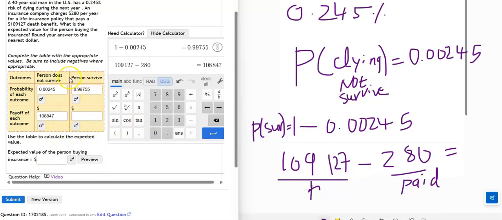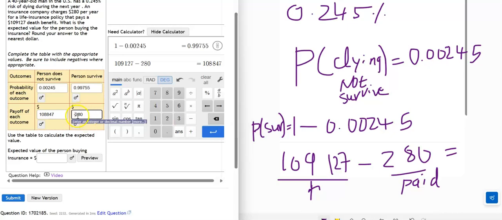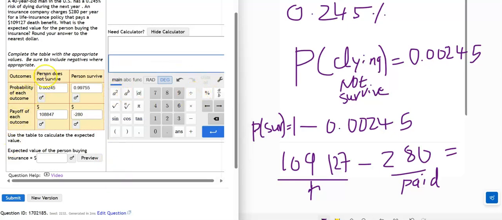Okay, now what if the person survives? If the person survives, the person is losing $280 because the person is paying that to the insurance company. So the outcome value when the person survives is $280, but it has to be negative because this is the money the person is paying to the insurance company, not getting. So you have to put the negative here. Be careful. You understand?